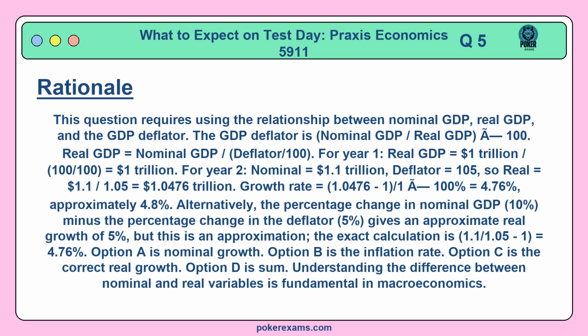Option A is nominal growth. Option B is the inflation rate. Option C is the correct real growth. Option D is the sum. Understanding the difference between nominal and real variables is fundamental in macroeconomics.